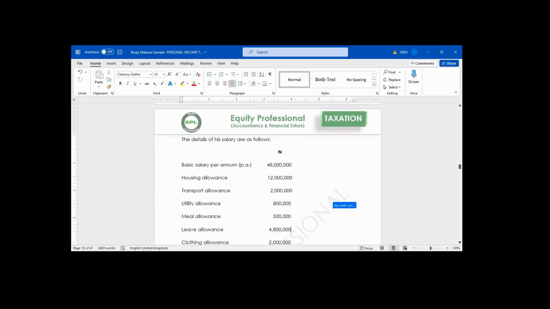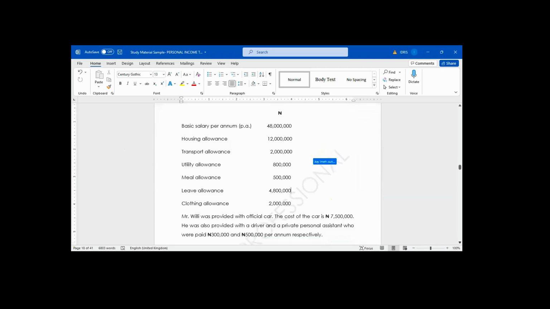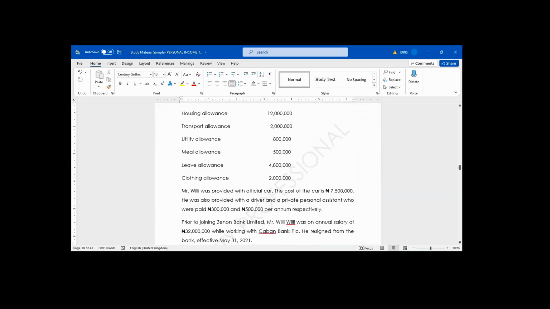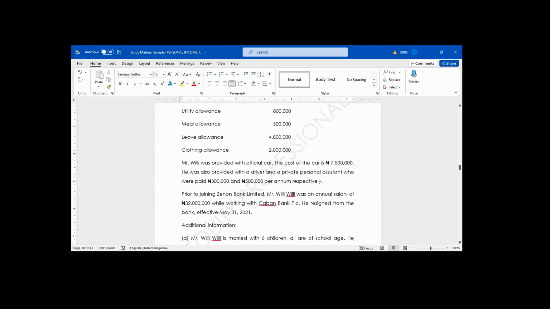Because actual year basis means something that runs from January to December. That is the meaning of actual year basis. So what about his income from January to May? Because this one started from June. We are provided with information. Look here.